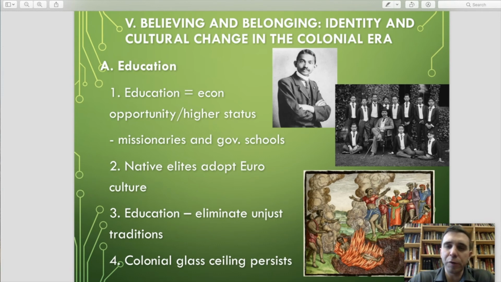Big picture, though, there's still a glass ceiling when it comes to the colonized peoples. There's still typically only so far that they could go in the European/Western world. They're still treated not as equals. So while education does bring some opportunities, it can be a double-edged sword.